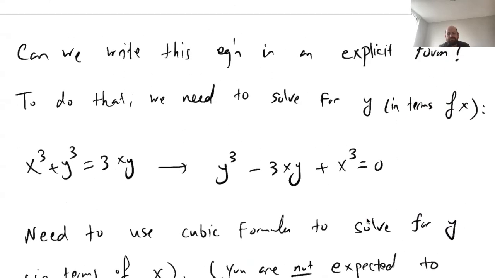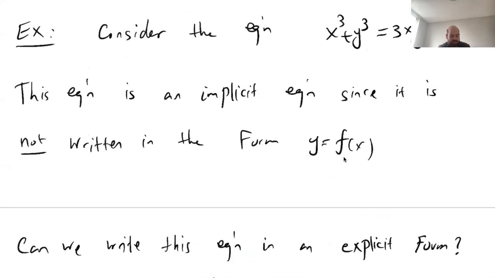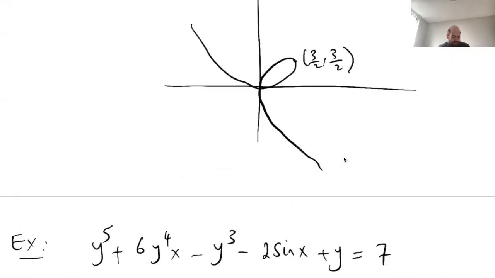Or this one, again, it's a function of x and y in the left-hand side, also equals function of x and y in the right-hand side. But of course, I can take this term to the other side, and then I will have a function of x and y equals 0. So any implicit equation can be written in this form.